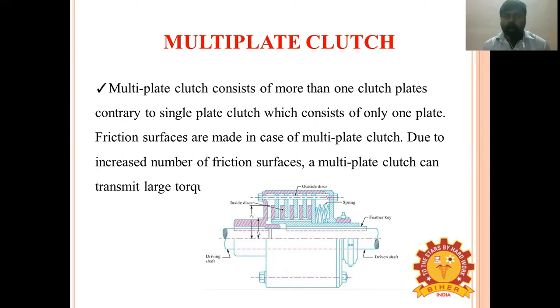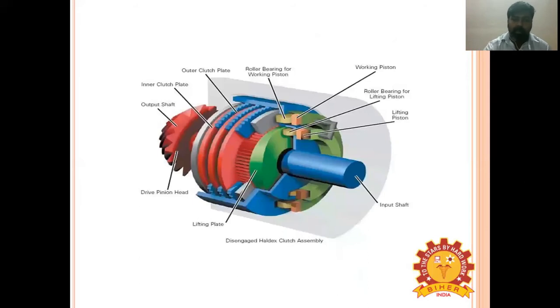In a multi-plate clutch, the number of frictional linings and metal plates is increased, which increases the capacity of the clutch to transmit torque. The multi-plate clutch works in the same way as the single plate clutch, by operating the clutch pedal, right? It is mainly used in motor cars, machine tools, etc. So these are the parts of a multi-plate clutch.